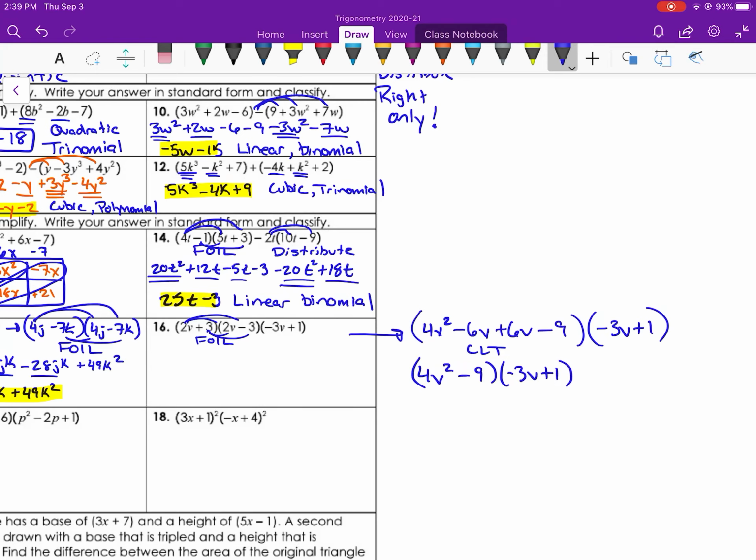Negative 3v plus 1. Okay, so we're going to FOIL one more time. Get negative 12v cubed plus 4v squared. Negative 9 times negative 3 is positive 27v, minus 9. Look for like terms. There are none. Boom, done. Classify it. This is a cubic, with four terms, so it's a polynomial.